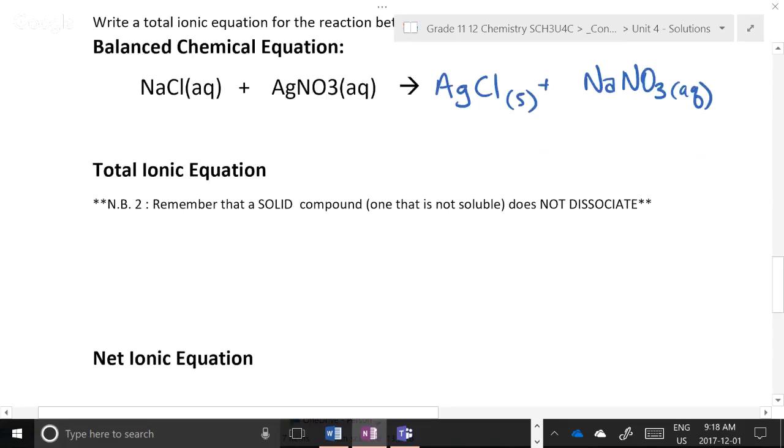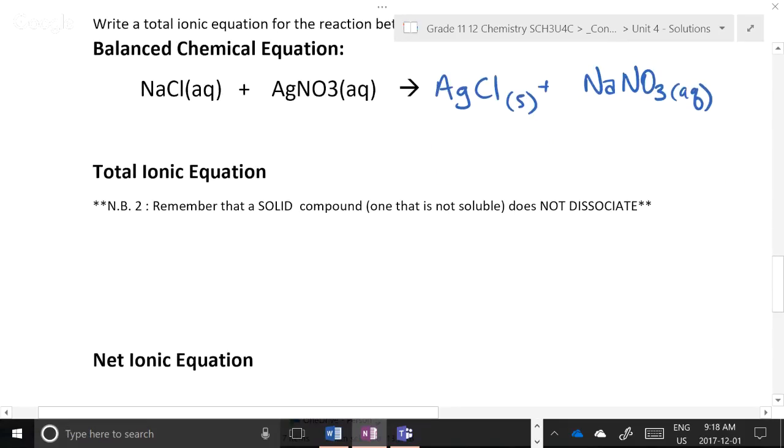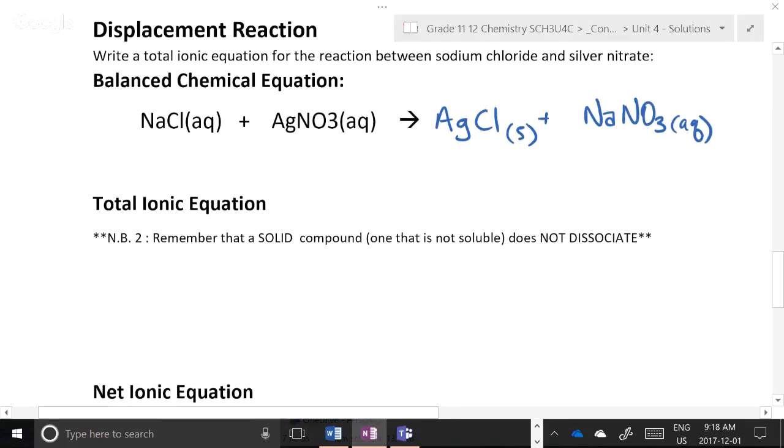Now again, let's turn this into a total ionic equation. And remember, in a total ionic equation, everything that's aqueous, we write as individual ions. What are the aqueous things in this reaction? Sodium chloride is aqueous. Silver nitrate is aqueous. Sodium nitrate is aqueous. Those are all going to dissociate in water. They're going to split up. Their ions are actually free-flowing.